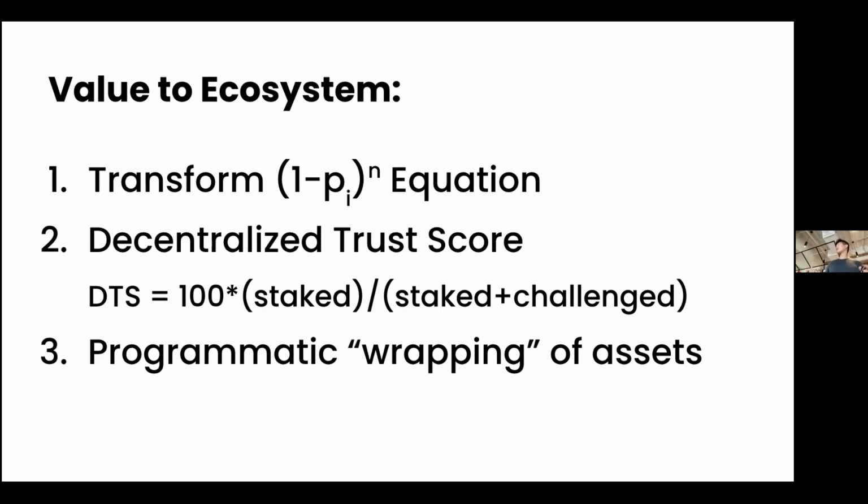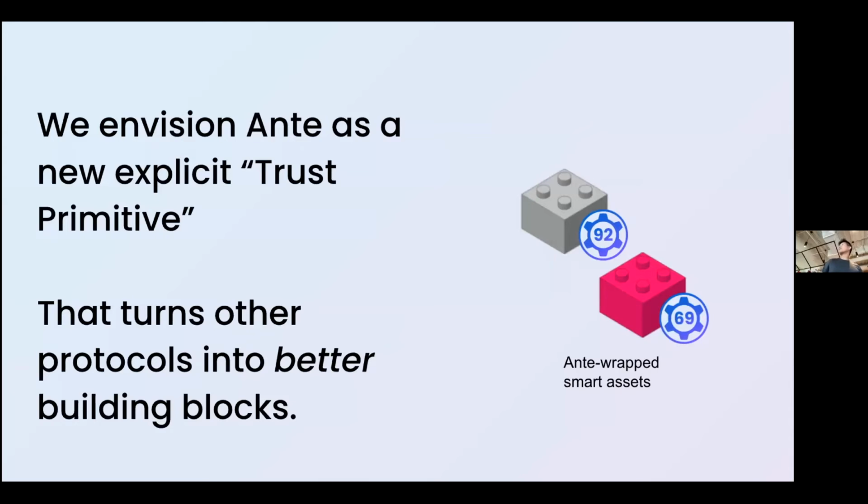Second, the decentralized trust score: we think exposing clarity around what the market thinks are specific ways smart contracts can fail, namely the chances or the estimate of that through this formula, which is basically a risk neutral estimate of this particular Ante test never failing going into the future. And then finally, we think that with Ante, the programmatic wrapping of different building blocks is possible. And so we think of Ante as this new explicit trust primitive.